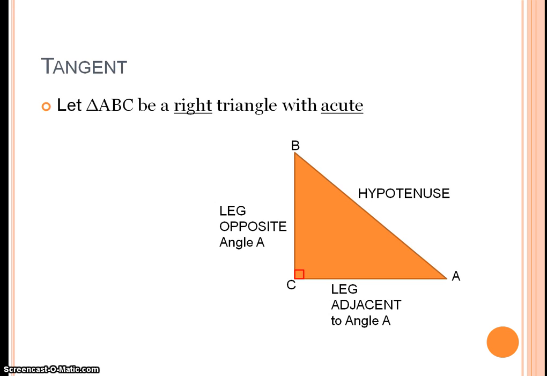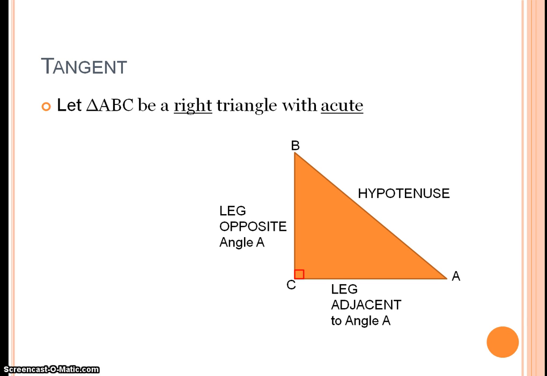The last one we have is called tangent. Once again, we're looking at a right triangle with the two acute angles, and we're basing everything off angle A. So we've compared the leg opposite to the hypotenuse. We've compared the leg adjacent to the hypotenuse. All that's left is to compare the opposite and the adjacent leg, and that's the tangent ratio.